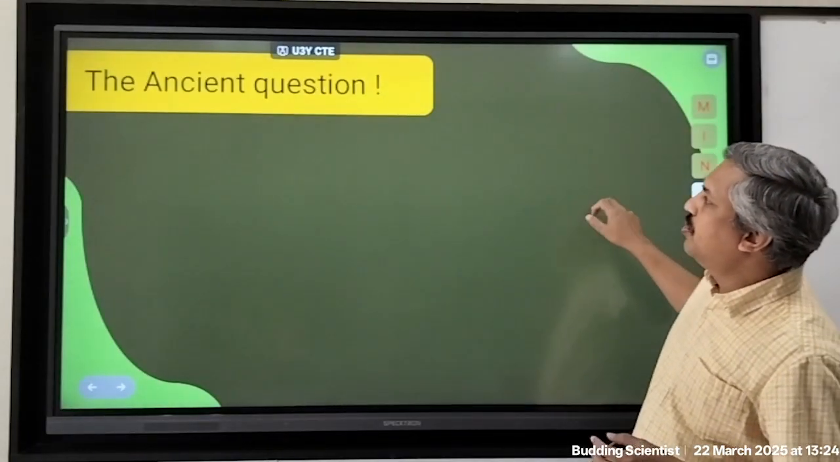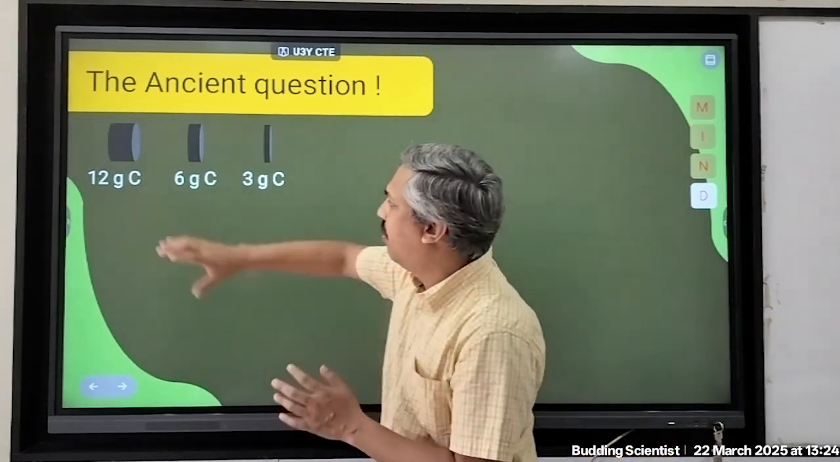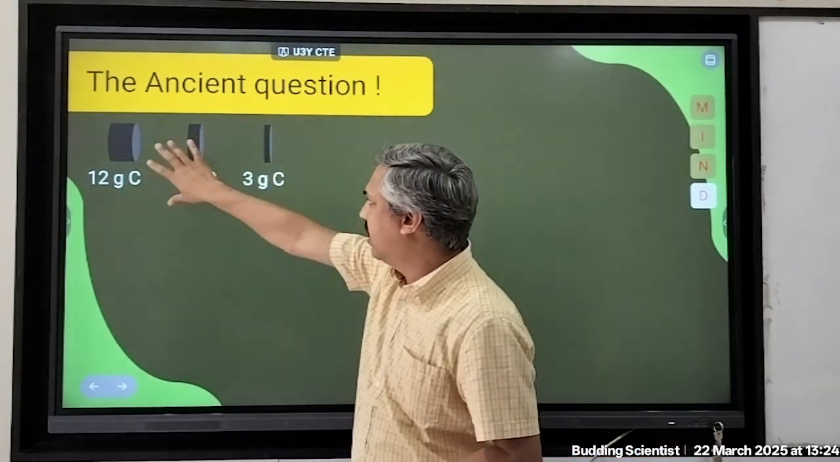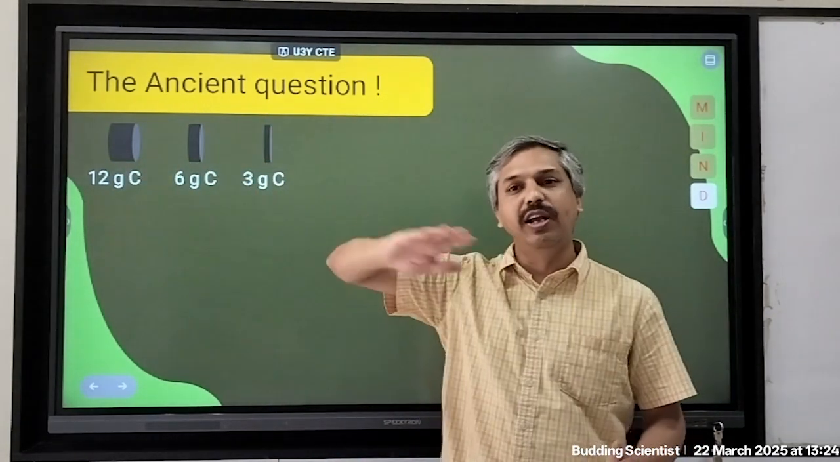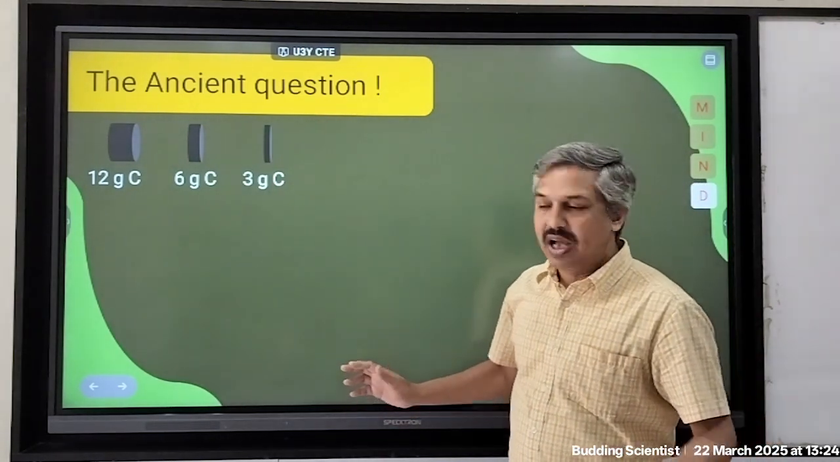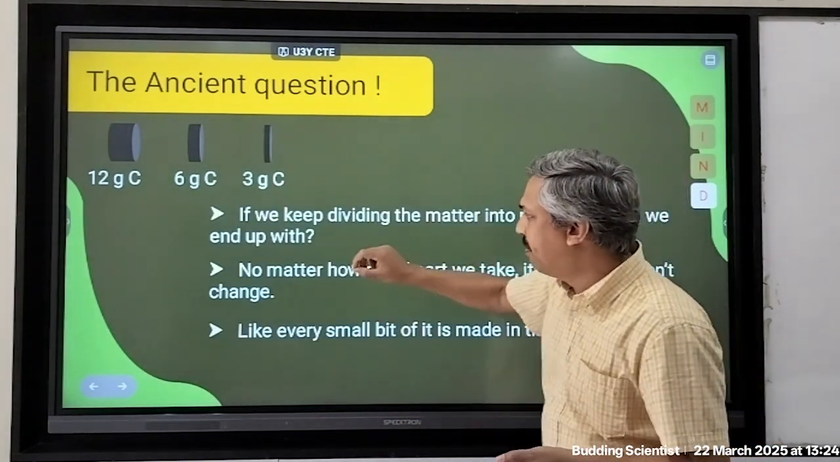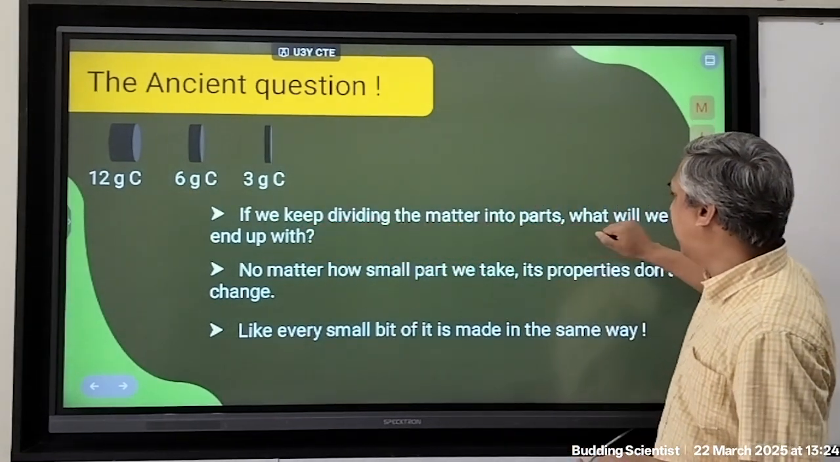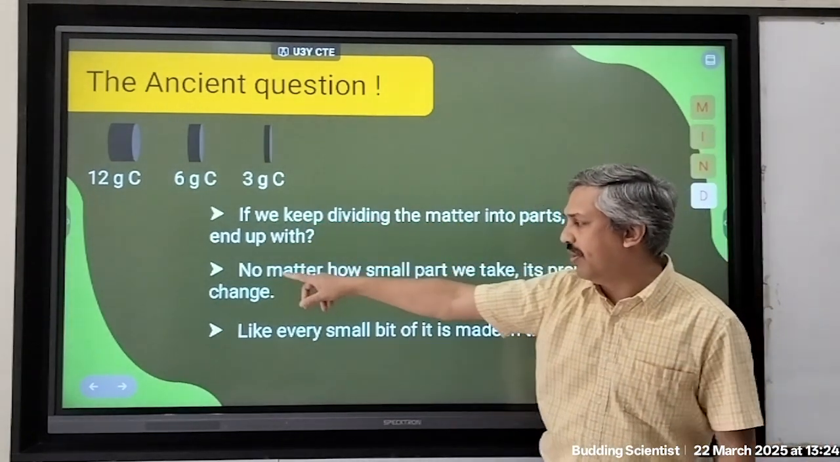So that brings us to the ancient question. If we have 12 grams of carbon, I have 6 grams of carbon, I have 3 grams of carbon, I will keep on dividing them further. When will I stop? I will eventually stop at some point. If we keep dividing the matter into parts, what will be the end of it?